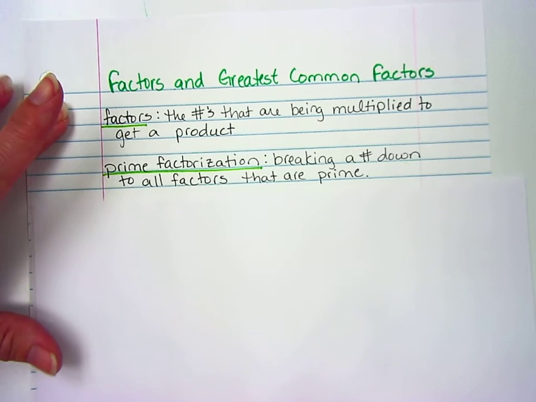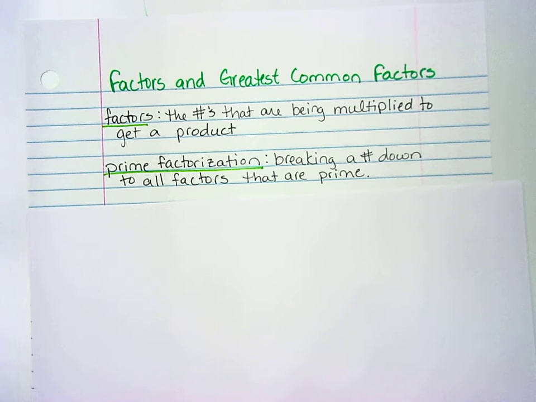Okay, and then we have prime factorization. You probably remember this back in 5th grade or 6th grade. You made what's called a factor tree. And basically what you're doing when you're doing prime factorization, you're breaking all your numbers down to all factors that are prime. And then you're going to write it in simplified form.